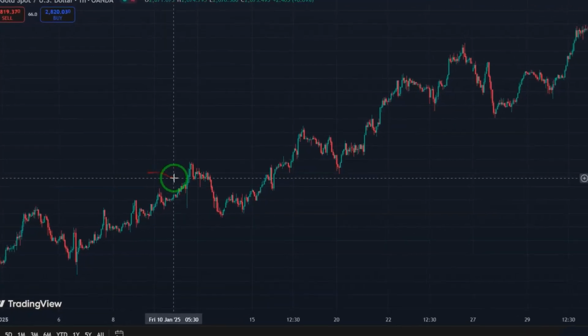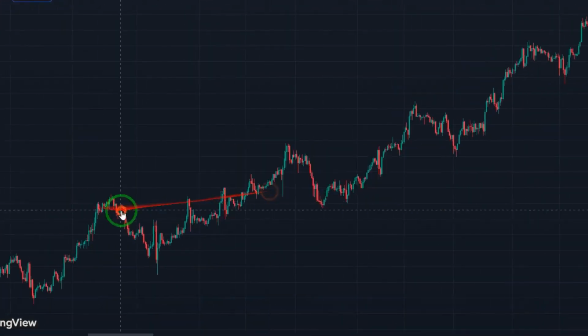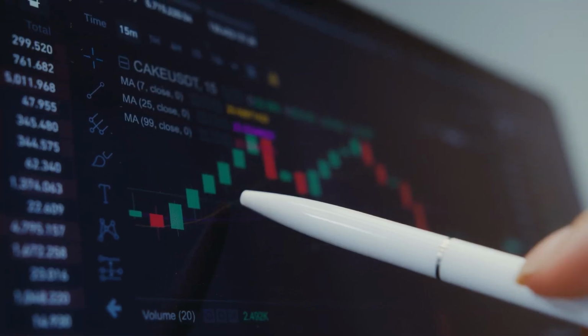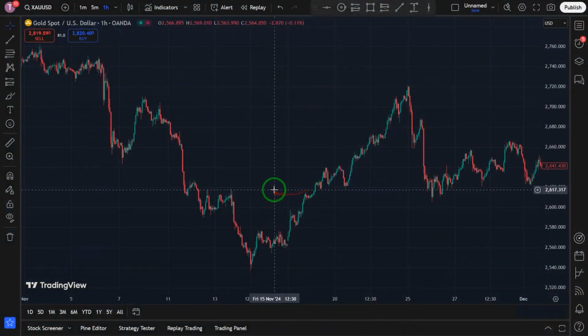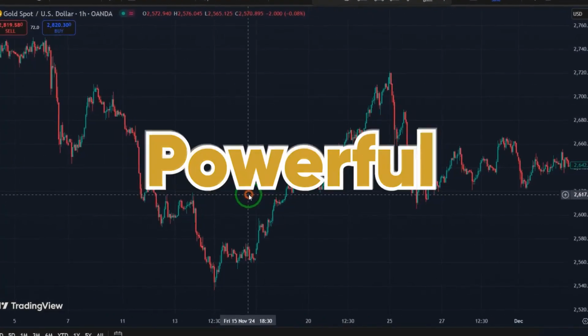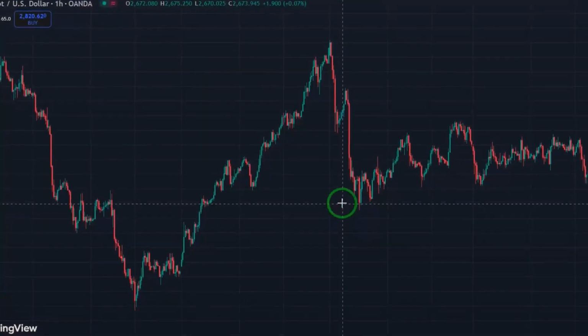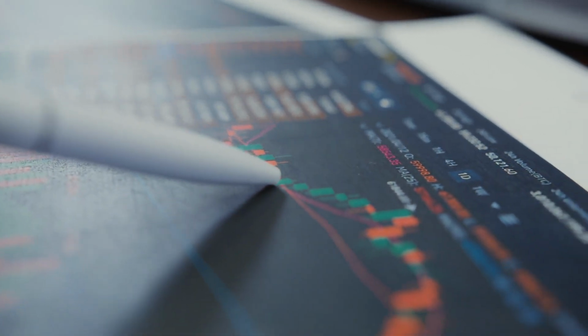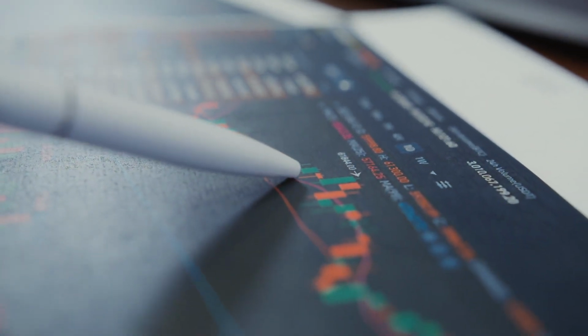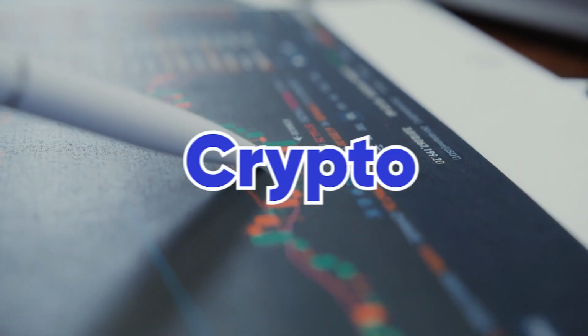I've been locked away in my trading lab, testing, refining, and perfecting a strategy that could change the way you trade forever. And today, I'm finally ready to reveal it. This isn't just another overhyped system, it's a proven, powerful, and insanely profitable strategy based on pure price action. No complicated indicators, no black box algorithms, just a crystal clear method that works across Forex, stocks, crypto, and commodities.